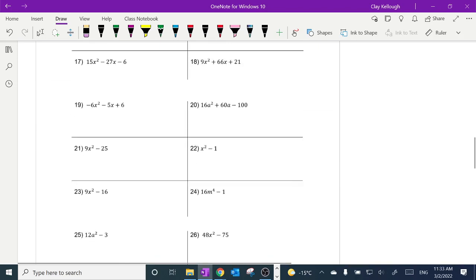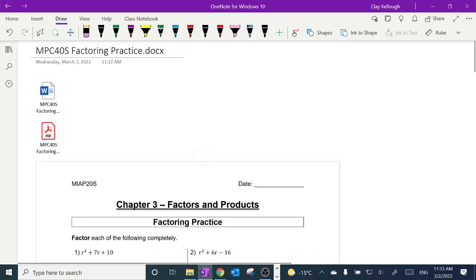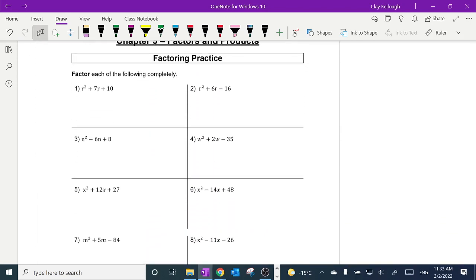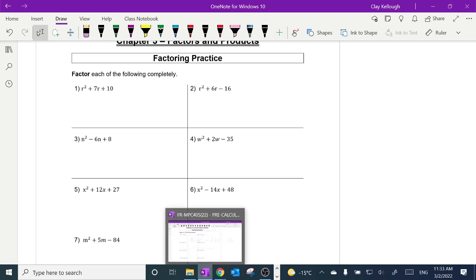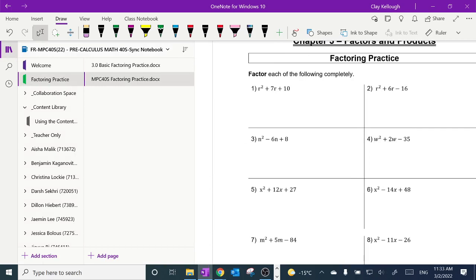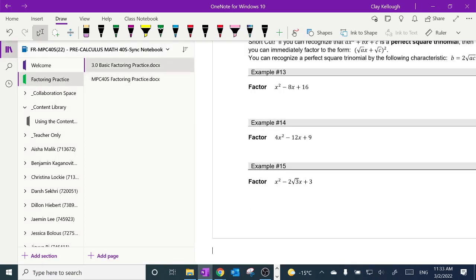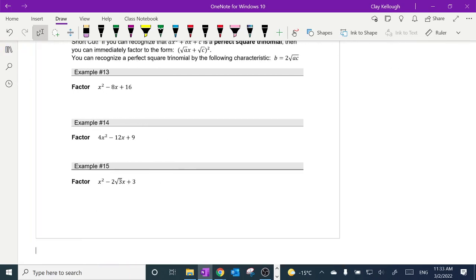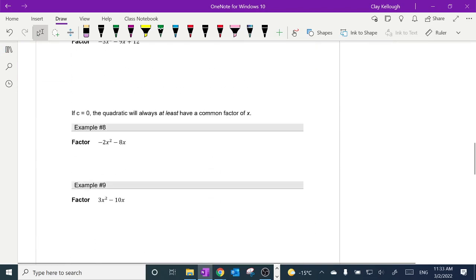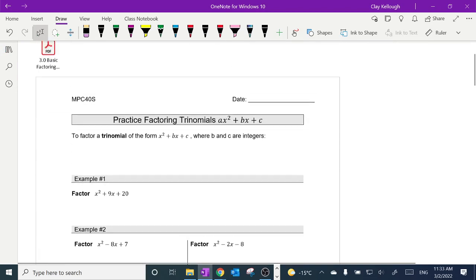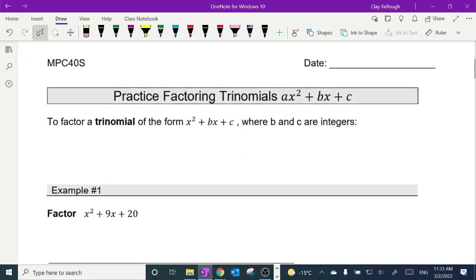The rest of the things in this practice booklet are trinomials, and we handed out today a little notes booklet that I told people is optional. If you're struggling with this and you want to see some examples, take out this booklet and let's run through some examples of each type. All right, let's start going through some examples here.